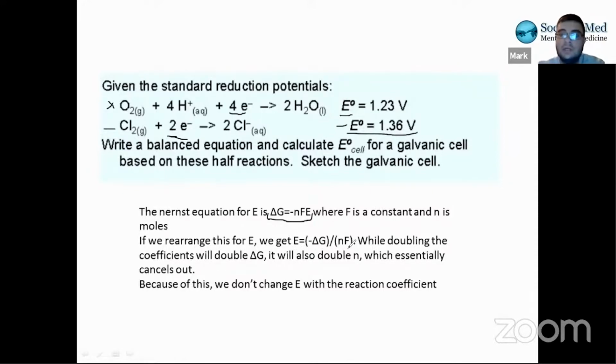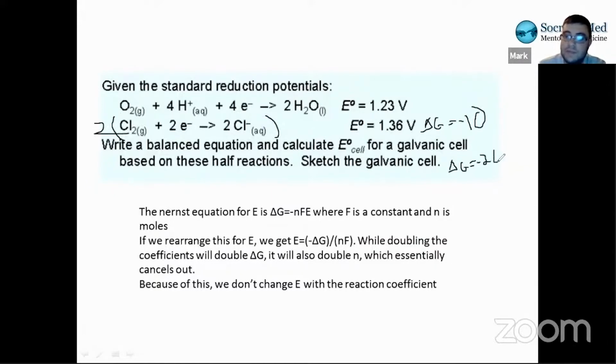We know that when we double the coefficient, delta G does double as well. It's exactly proportional. So if this has a delta G of, say, negative 10, and then if we double this, now the delta G is higher. It's like negative 20. And this is what we expect, right? And that's why you would expect E to change.